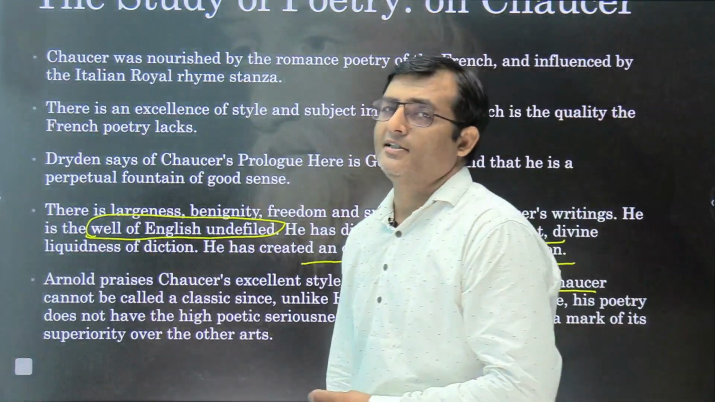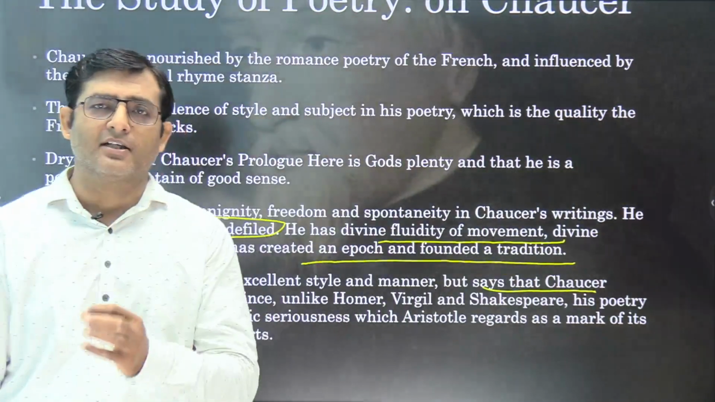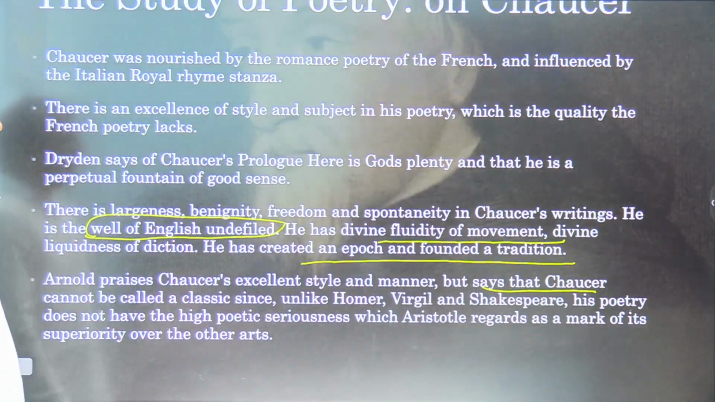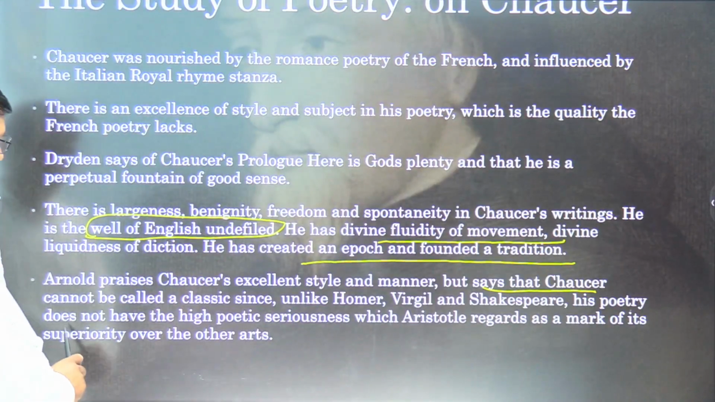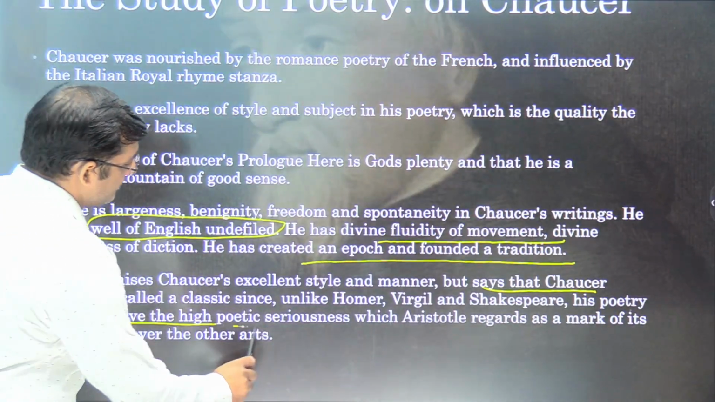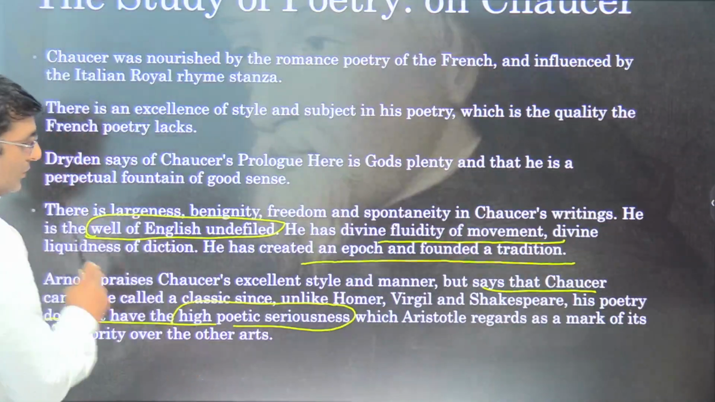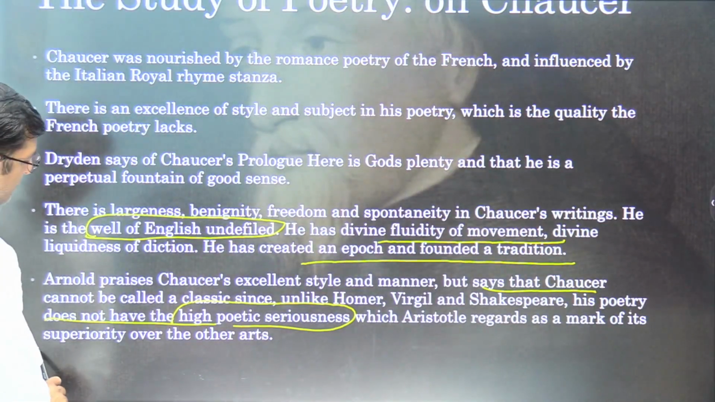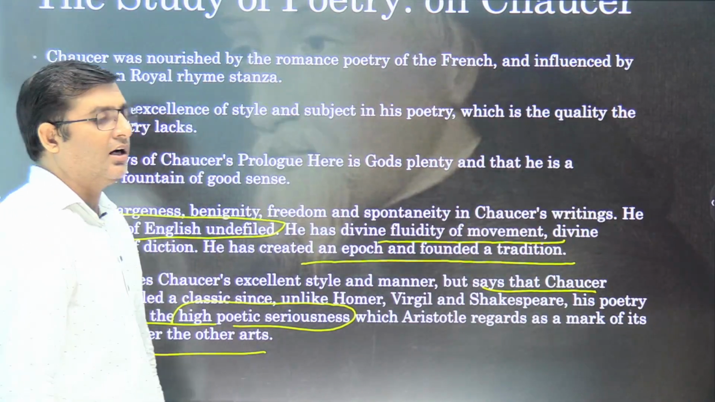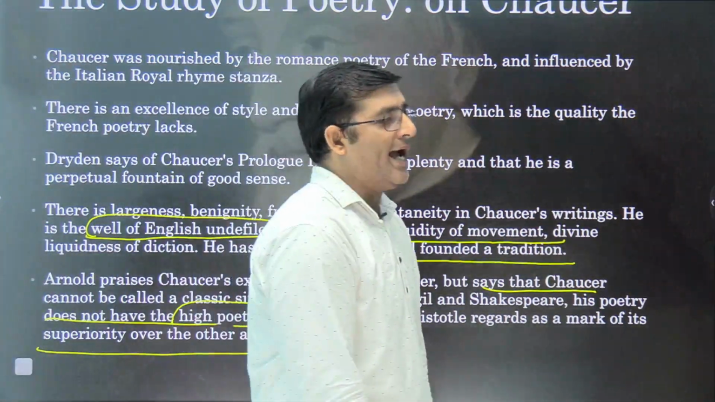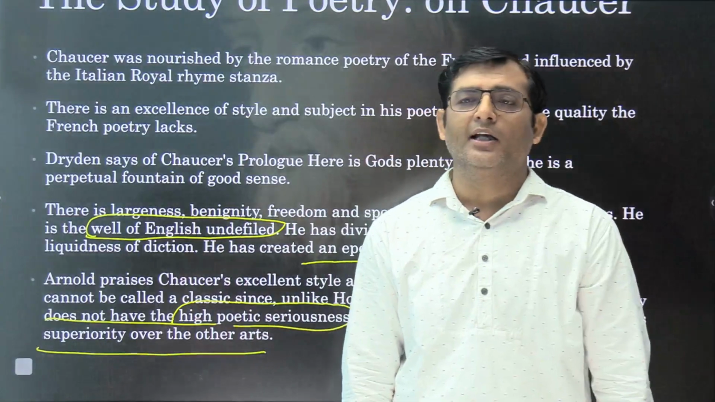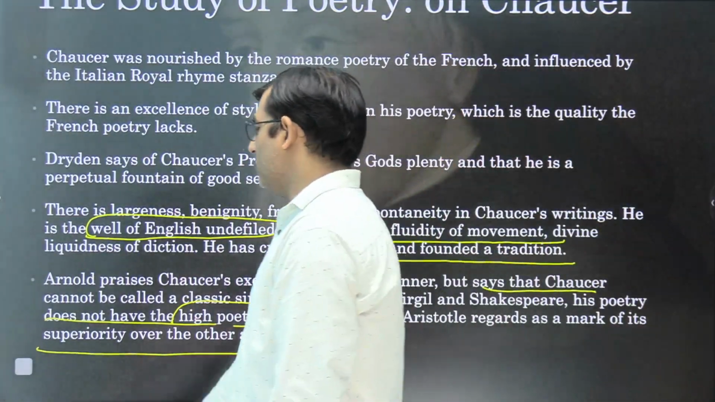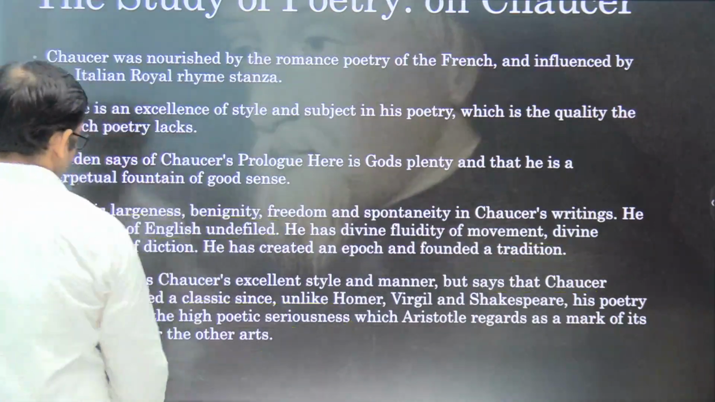Why can he not be called a classic? Since Chaucer lacks high seriousness. Unlike Homer, Virgil and Shakespeare, his poetry does not have the high poetic seriousness which Aristotle regards as a mark of its superiority over other arts, and Chaucer lacks that quality. That's why Chaucer cannot be put in the category of classics.